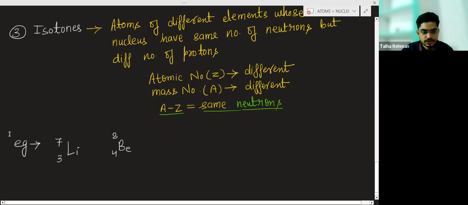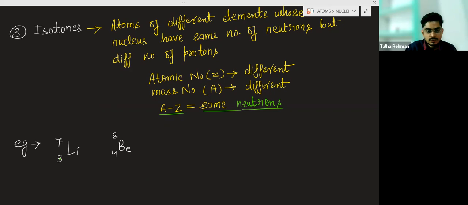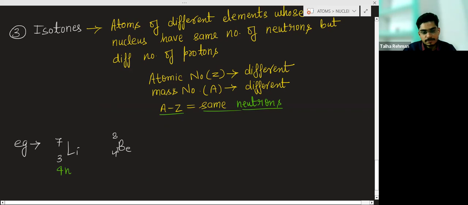Now you can see here, this is an example of isotones. Atomic number of lithium is 3. Atomic number of beryllium is 4. So atomic number is different. See the mass number, 7 and 8. Mass number is also different. Now how will you calculate the number of neutrons? 7 minus 3 means 4 neutrons. 8 minus 4, 4 neutrons. Same number of neutrons. So these two atoms are isotones.